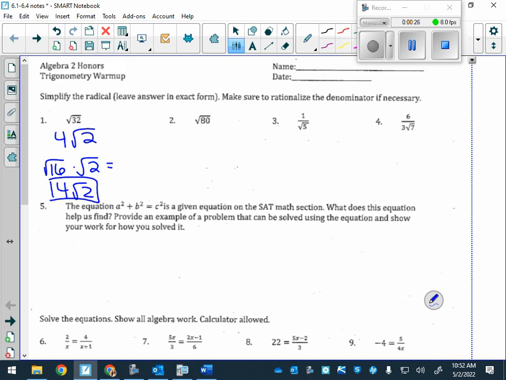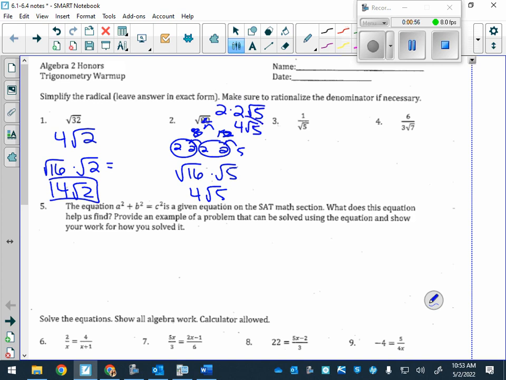Number 2. Go ahead. 4 root 5. If you remembered the square root of 16 times the square root of 5, 4 root 5, but you may not have and used 8 and 10. Remember, you want to always get down to prime factorizations where you can't go anymore. Okay, and since it's a square root, for every pair, 1 comes out. Whatever's not circled stays inside. We multiply together.